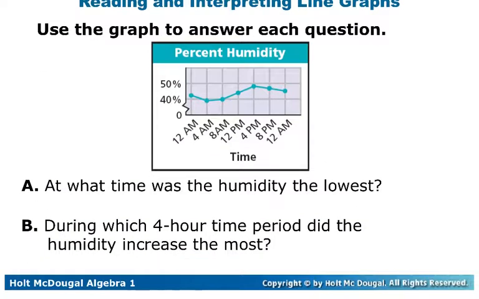All right, so now we're going to interpret one. We're going to use the graph to answer each question. Super. At what time was the humidity, because this is looking at percent of humidity, the lowest? That would mean the shortest on the graph here. So I'd say right here at 4 a.m. would be the lowest humidity.